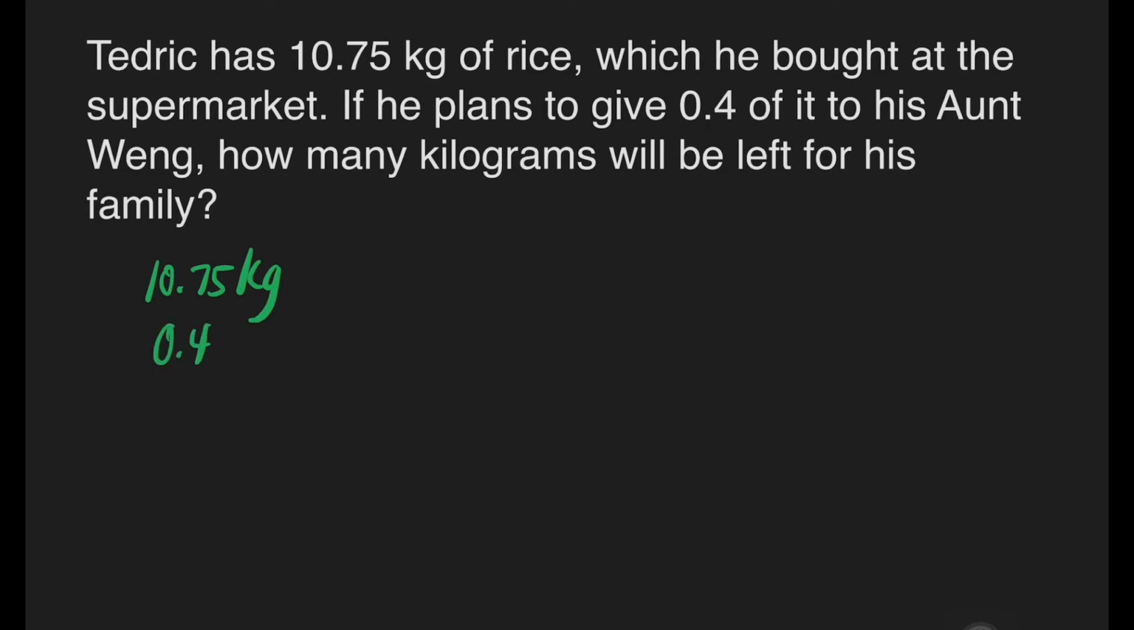In order to get the number of kilograms of rice that is left for his family, it means we have to multiply the 2 decimals. So let's start.